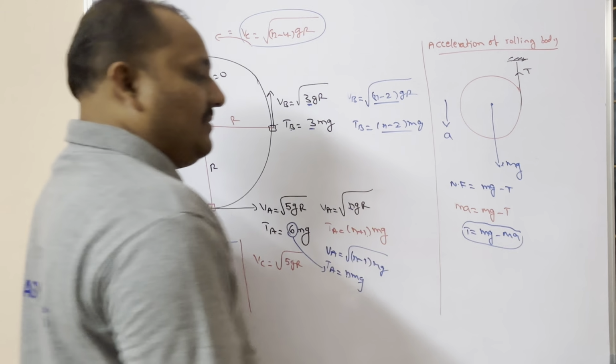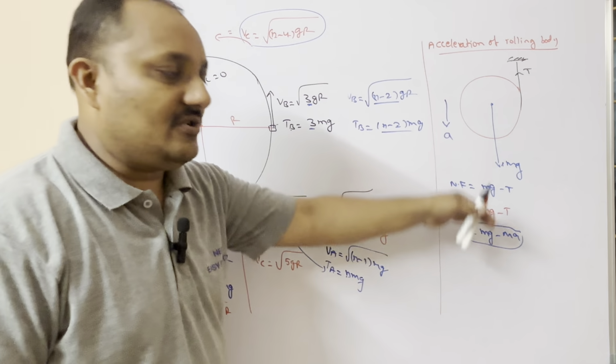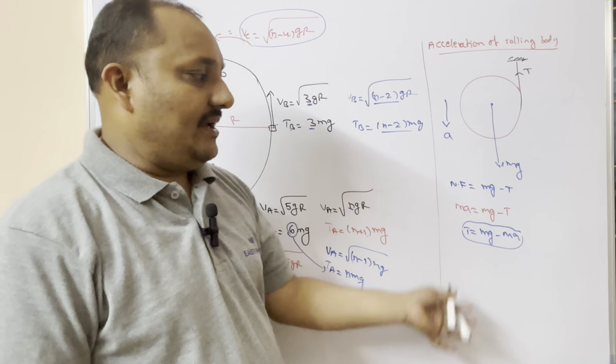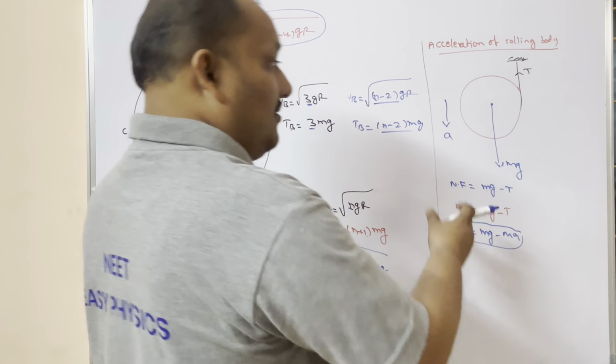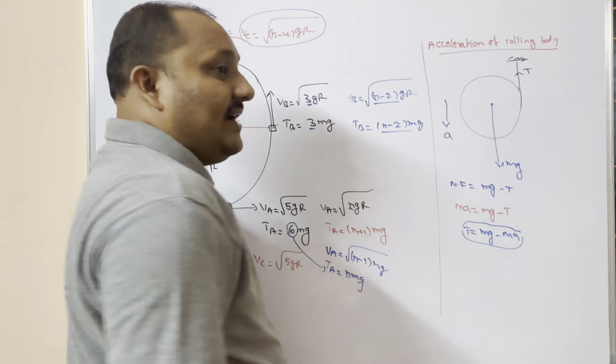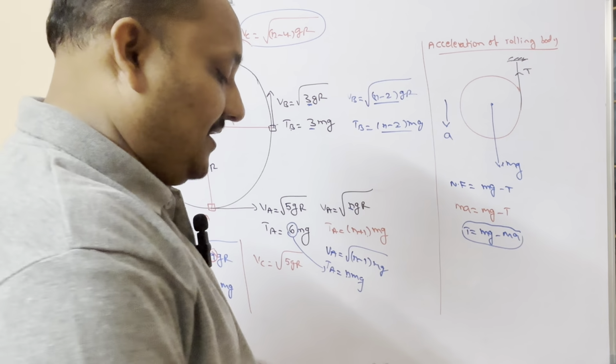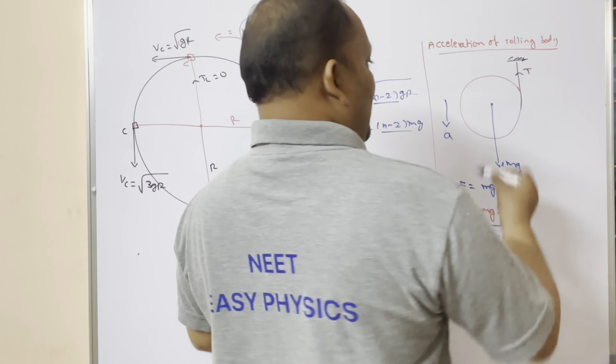So we discussed this so many times. If the object is moving downwards, it is mg minus ma. Upwards means mg plus ma. Correct? Now it is rotating. Rotating means torque is also going to be applied. How do we get the torque from this?